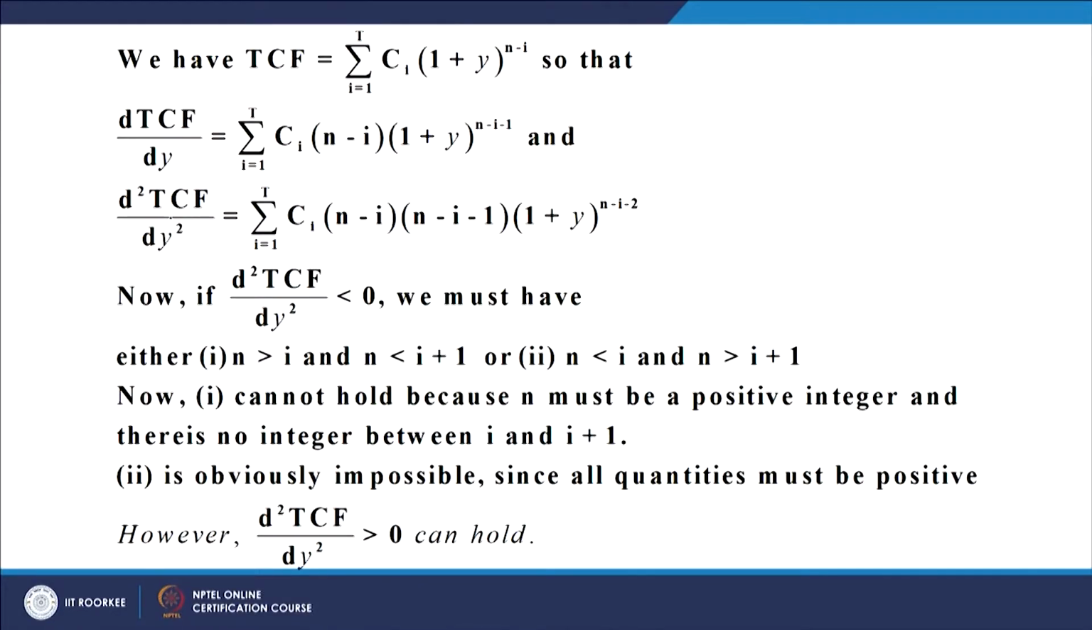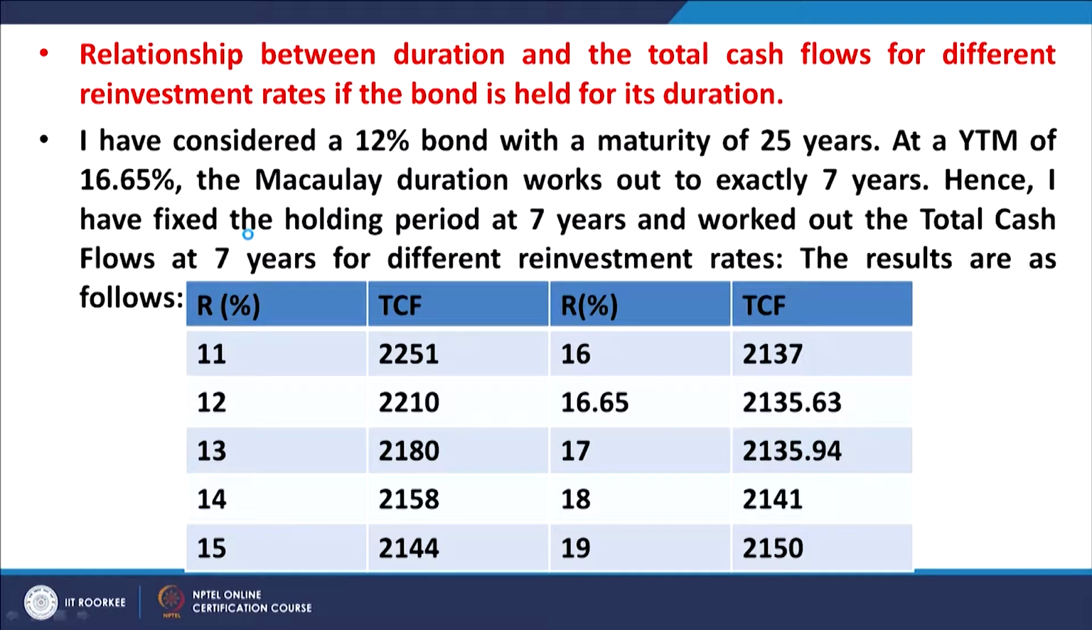This is a further mathematical analysis of this. Here I have tried to show that the second derivative of total cash flows with respect to y turns out to be positive, and that shows that the total cash flow at this point is a minimum. Instead of going through this, I will give an example. Let us look at this, it is very interesting.